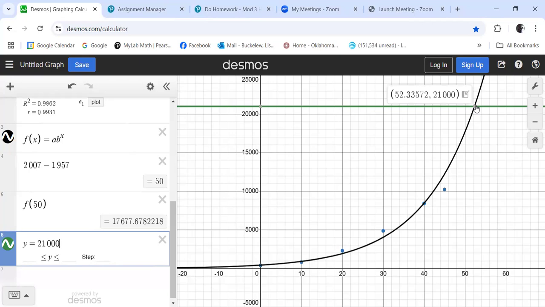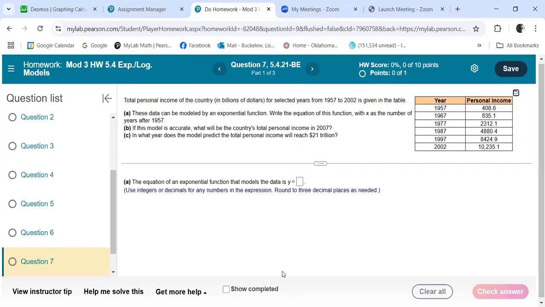So right here, Desmos has already identified it for us. If we roll over the point where those two cross, this is the point on that black curve, the exponential curve. The X value is 52.33 or 34 when the Y value is 21,000. Okay, so that's how you find the X value of the intersection point. And now we have to go back and think about how that is an interpretation.